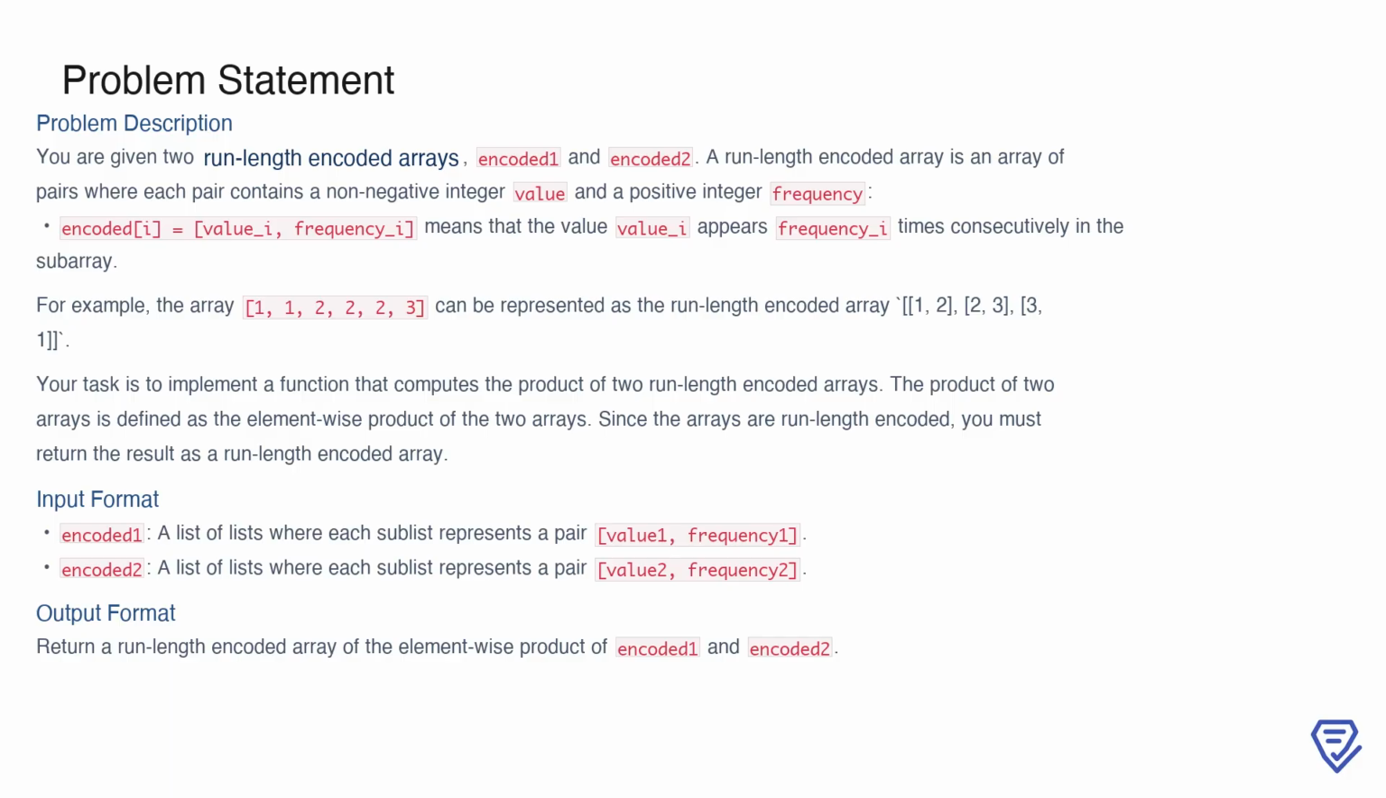The task is to compute the element-wise product of two such encoded arrays. This means multiplying corresponding elements from the expanded versions of the arrays and returning the result in a similarly encoded format. The input consists of two lists of these encoded pairs, and the output should also be a run-length encoded array, representing the product. Let's take a look at the input and output formats to get a clearer understanding.